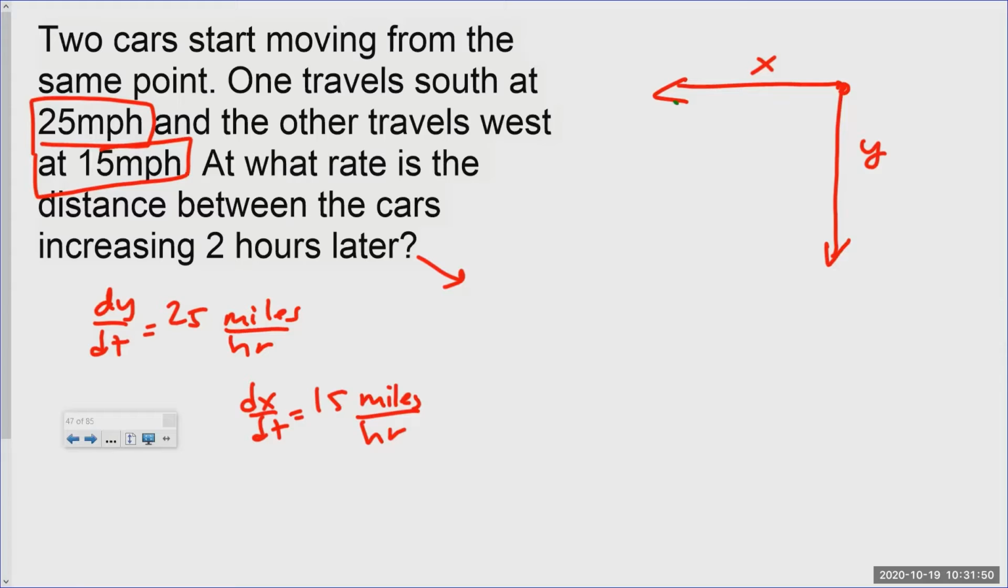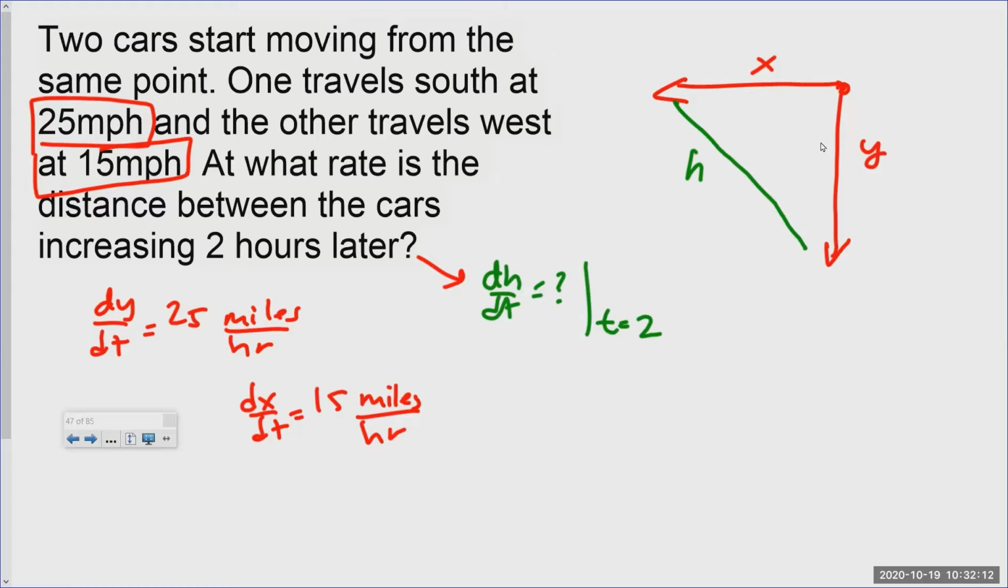Well, you guys agree that this right here is the distance between the two cars, right? So let's just call that, do you want to call it h for hypotenuse? You guys okay with that? Okay, so I'm trying to find dh/dt, okay? But not right now, at a moment in time. At a moment in time, when time equals 2. Okay, is everybody good so far?